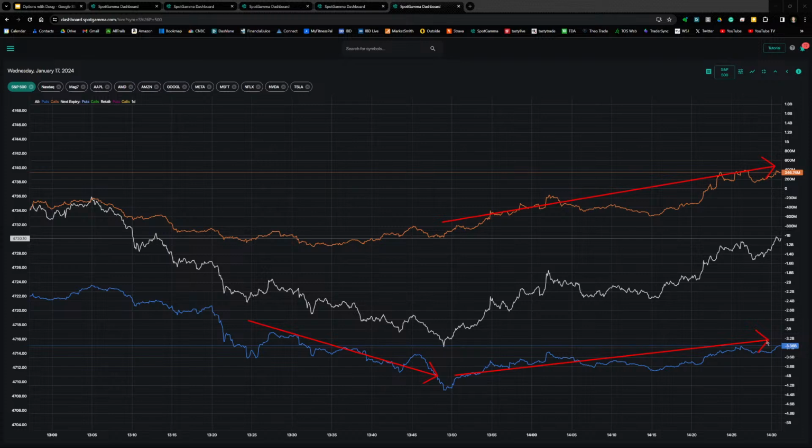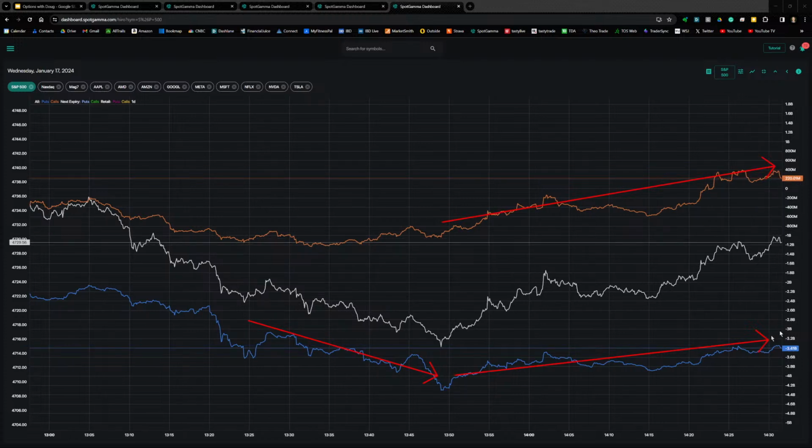But right now it appears that both the blue line and the orange line are moving in the same direction, slightly up. That is a powerful directional signal. SpotGamma has indicated when both the orange line and the blue line are moving in the same direction, that is a powerful directional indicator.